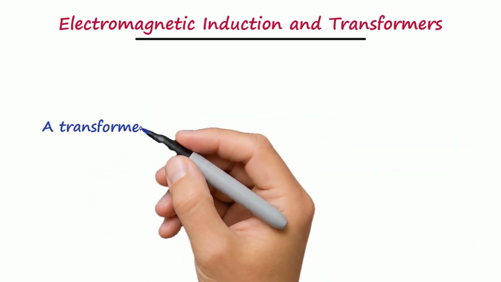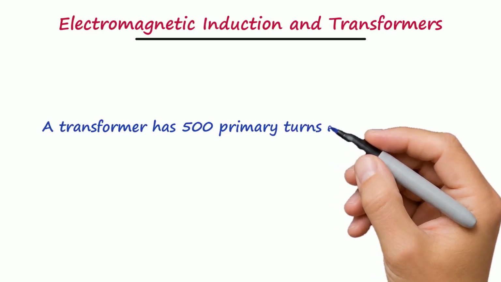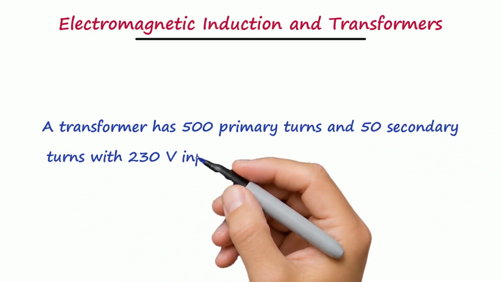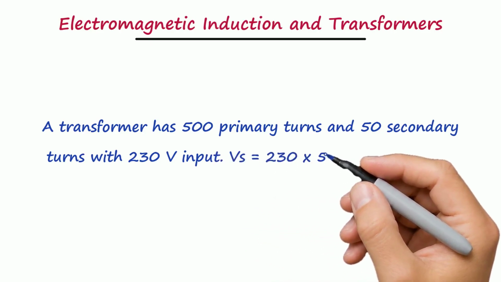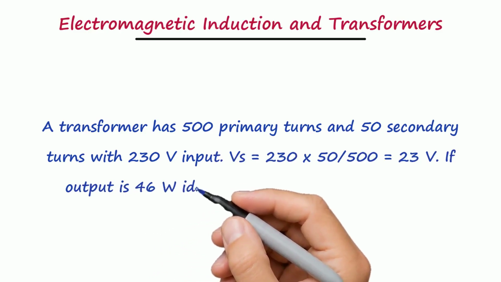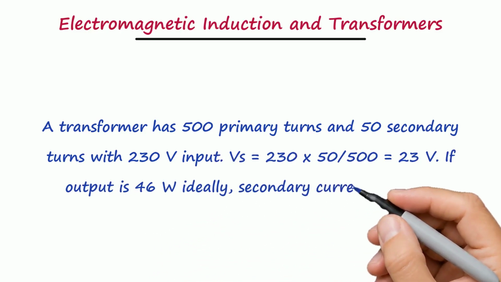A transformer has 500 primary turns and 50 secondary turns with 230 V input. Vs equals 230 times 50 over 500 equals 23 V. If output is 46 W, ideally, secondary current is 2.0 A.